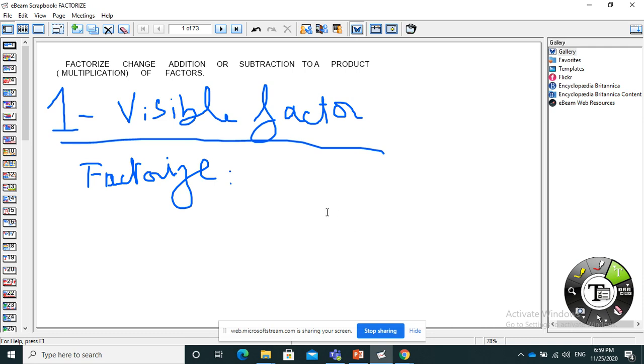So to factorize, first I need to know what it means to factorize. Factorizing means I'm changing my addition or subtraction into a product, a multiplication of factors. We have three methods to factorize, or three questions that we need to ask ourselves when we are factorizing. The first one is the visible factor, here the easiest one.